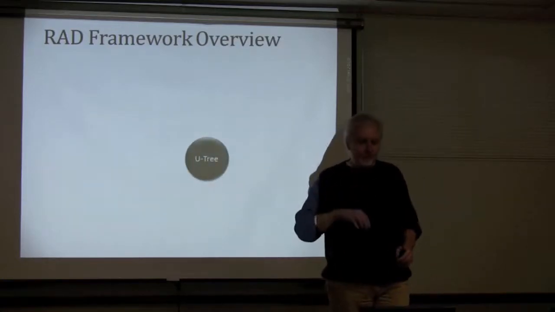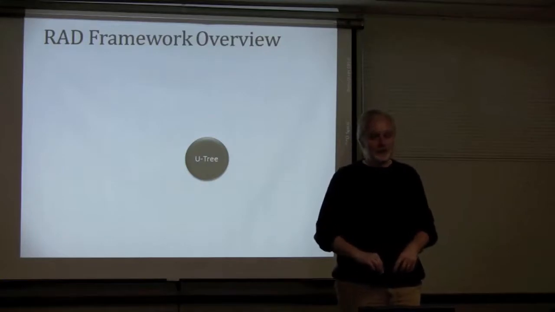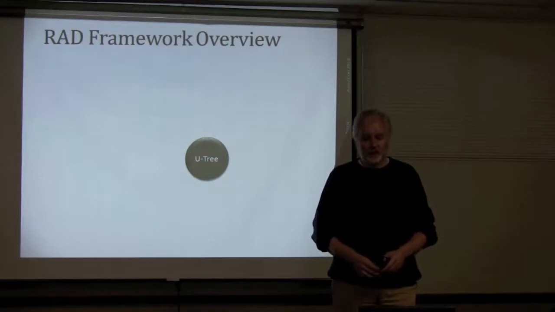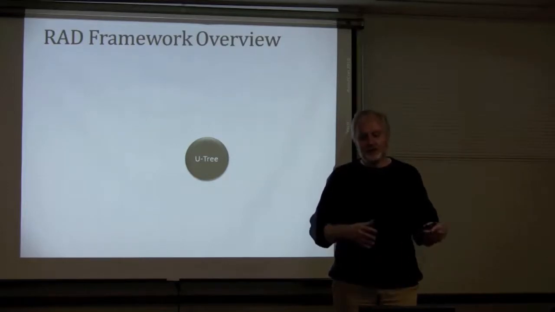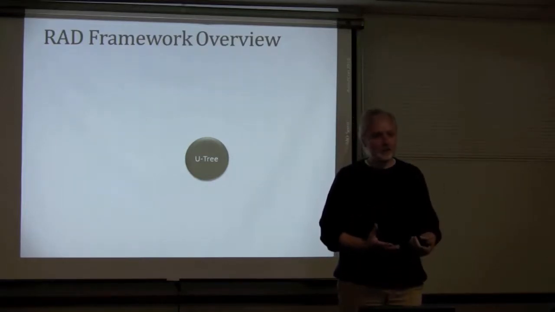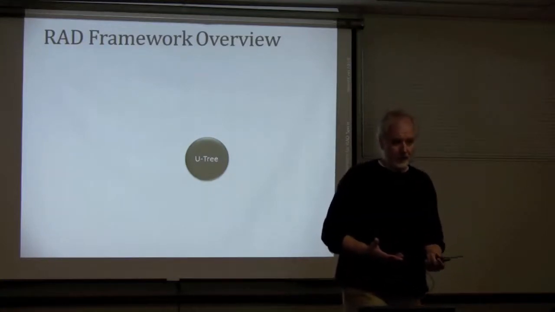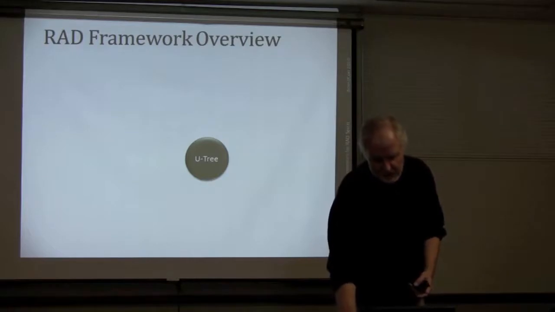We will start with a very nice data structure, which we called a U-tree, which is essentially a discriminated union. We use it as an underlying representation of everything we are doing there. Joel will talk about that U-tree in more detail, so you understand why that's needed.